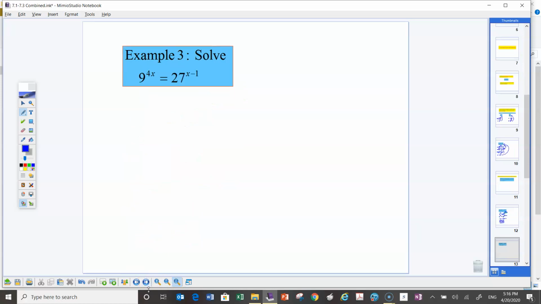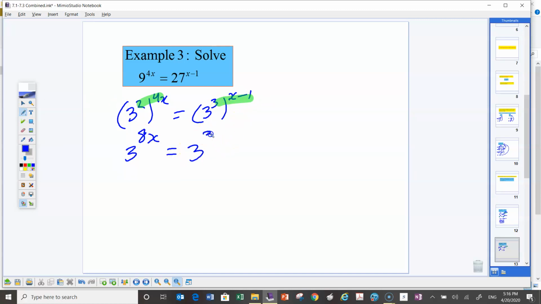Okay, in this case, we can get both bases in base 3. So 9, I'm going to rewrite as 3 squared to the 4x, and 27 is 3 cubed to the x minus 1. Now, I'm going to clean up my powers, and I'm going to multiply my powers together. So on the left side, I'm going to get 3 to the 8x. Here again, I have to distribute. 3 times x is 3x. 3 times negative 1 is negative 3. Now I have a single base on each side, and they're the same, so therefore the exponents have to equal.